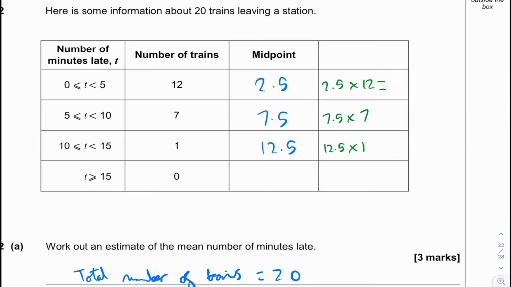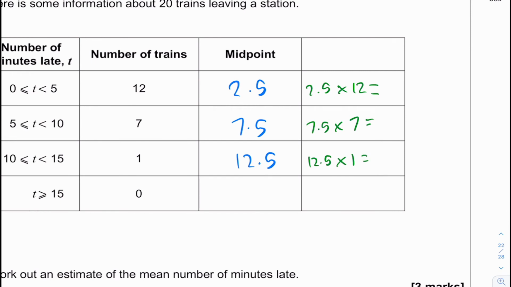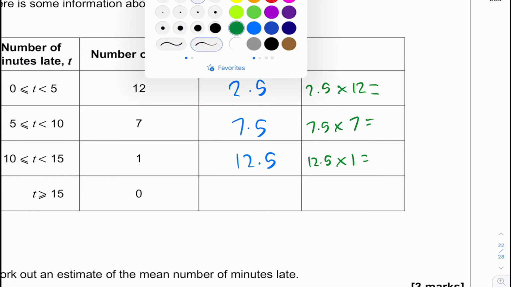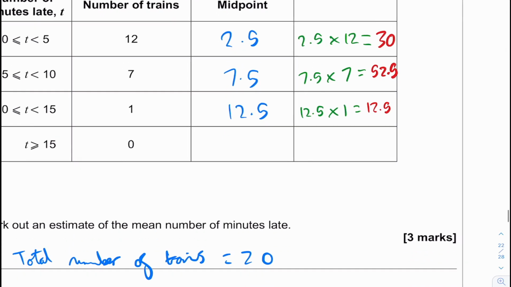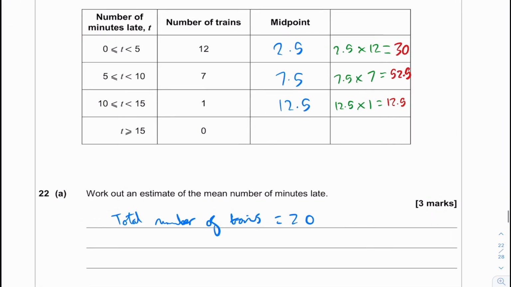So when we work all of these values out, what we get for the top one, just grab my calculator, 2.5 times by 12 is equal to 30. Let's not rub that out, I'll use a different colour as well. So that is equal to 30. 7.5 multiplied by 7 is equal to 52.5. And then 12.5 times 1 is of course just 12.5. So what we then need to do is add all these values together to find the total estimated number of minutes late all the trains were combined.